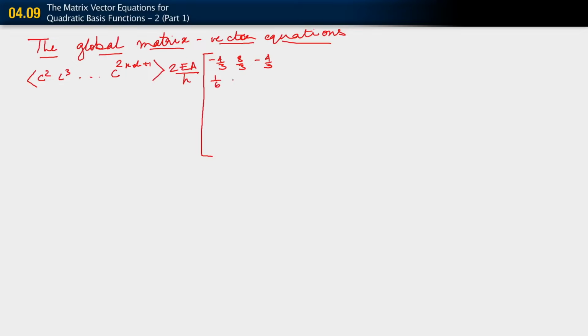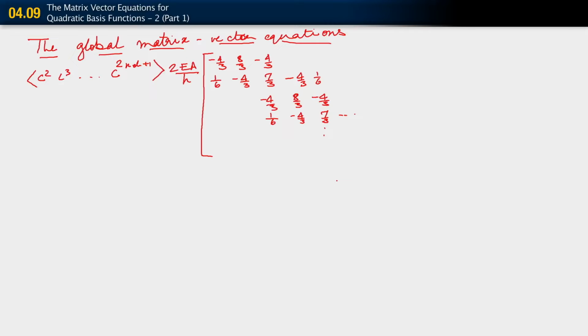1/6, minus 4 over 3, 7 over 3, minus 4 over 3, 1/6, minus 4/3, 8/3, minus 4/3, 1/6, minus 4 over 3. We'd get again 7 over 3 here, and then the process would go on.